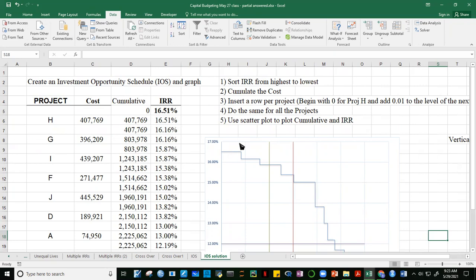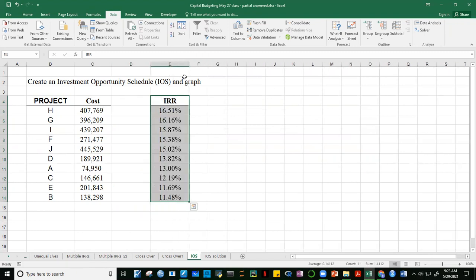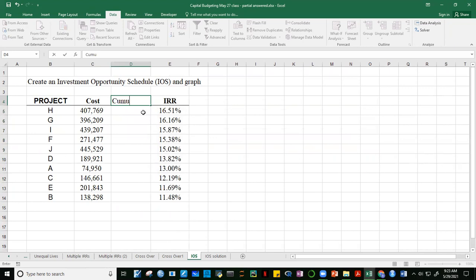And then the next step is to cumulate the cost. How do we cumulate the cost? So let's insert here another column, cumulative. If you recall, last time I taught you how to cumulate. So we just get the sum of the first cost and then colon, and then it will give us the same cell address. And then we'll just fix this one, F4. We just need to fix the row.